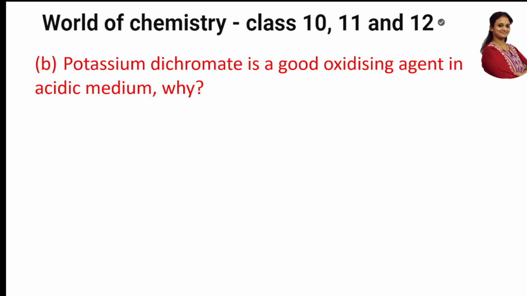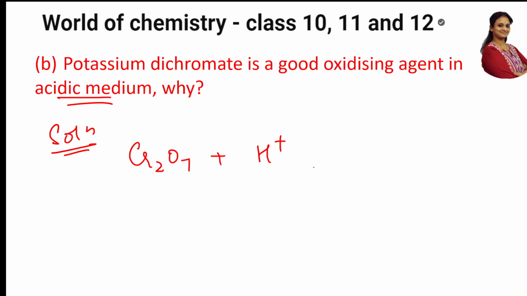Potassium dichromate is a good oxidizing agent in acidic medium. Why? What is the reason they're asking? Potassium dichromate, let's see. Oxidizing agent. Let us write the reaction. I'm writing the ionic reaction. I'm taking dichromate. What happens? Dichromate, when it combines, since I said good oxidizing agent in acidic medium, I'm adding H plus. So the acidic reactions I also did in one shot. It gets converted to Cr plus 3 and water molecule.